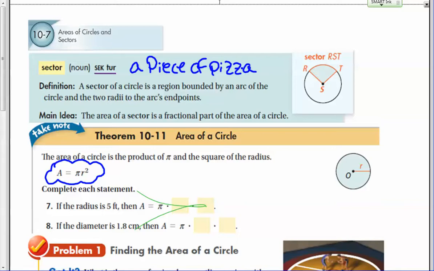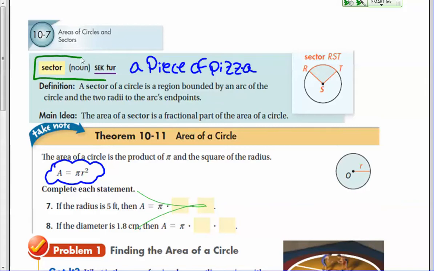All right, guys, this time we're going to turn to our official 10-7 notes, and we're going to start to take a look at area. One of the first things I wanted to point out to you was a new word, and it is the word sector. When you see the word sector of a circle, I just want you to think of a sector as being a piece of pizza or a slice of pizza, however you want to think about it.